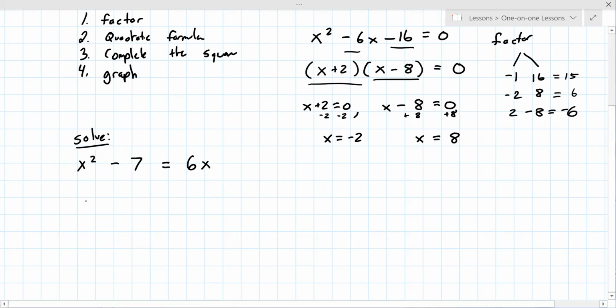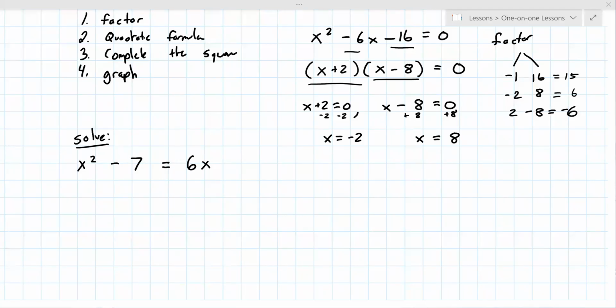I'm just going to start working this out here. So x squared. Oh, I don't know what happened there. I'm going to share it again. Having some technical issues.